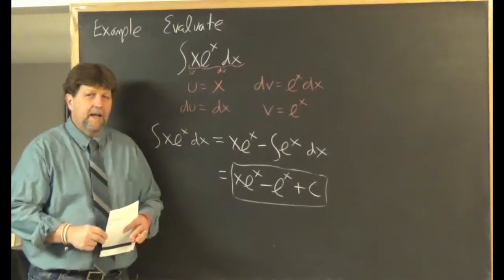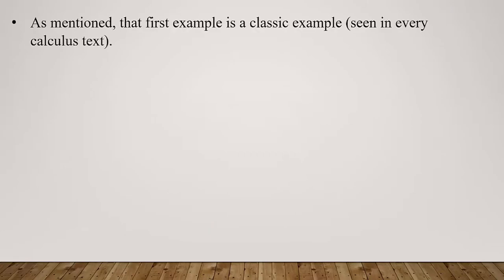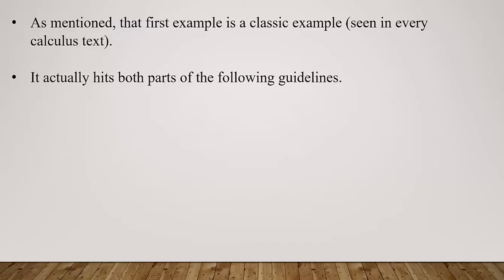So let's head back to the slides, see what's coming up next. All right, so we did that example, and as I mentioned, it's a classic example. It cranked you through the mechanics of integration by parts, and we saw that it really is a double substitution. You're looking at the original problem, and you're figuring out what is u and what is dv. That example is a classic example because it actually hits both parts of the following guidelines. So these are the guidelines that I would give for integration by parts.